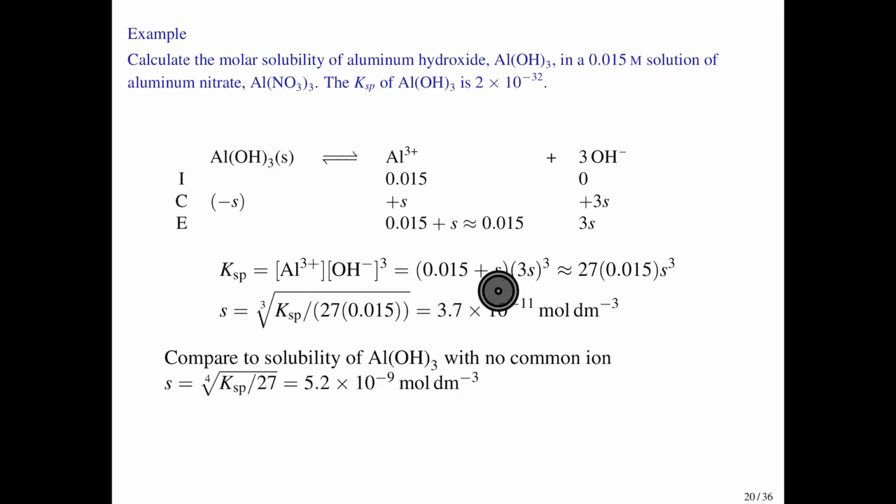We just take the KSP, divide it by these constants in front, and then take the cube root. And it gives us 3.7 times 10 to the minus 11. What would be the solubility without the presence of the common ion? I think we worked this exact problem in the first video in the solubility series. S would be equal to the fourth root of KSP divided by 27, and you get a value of 5.2 times 10 to the minus 9.